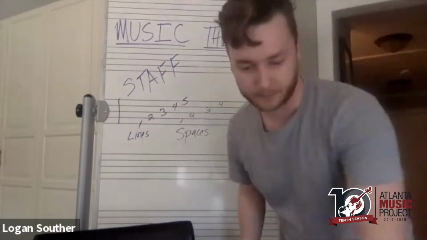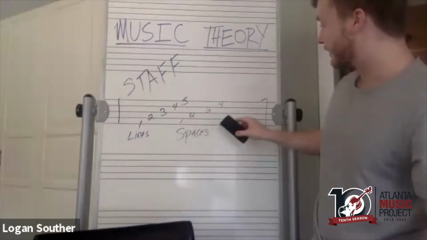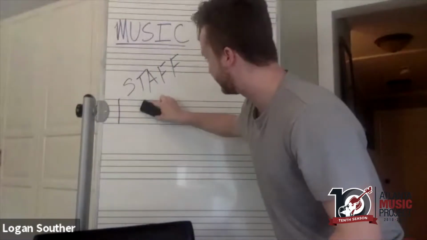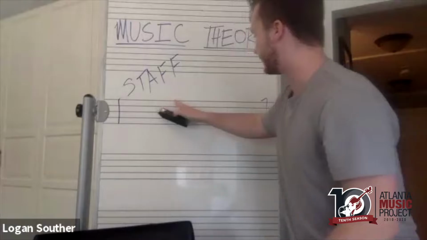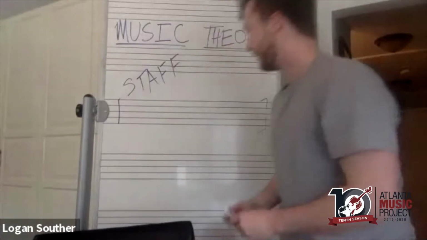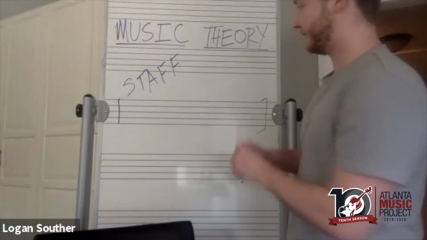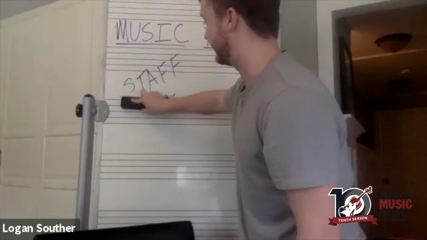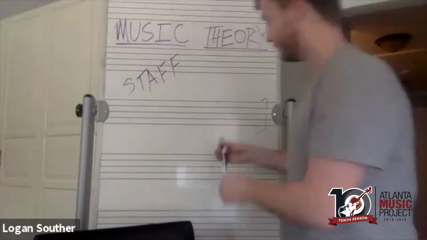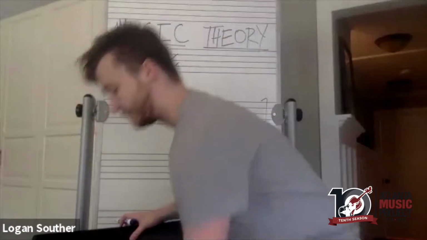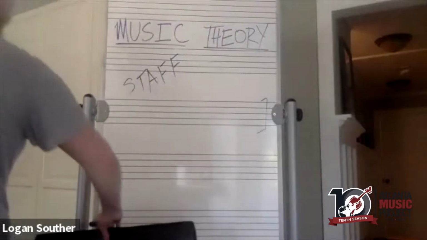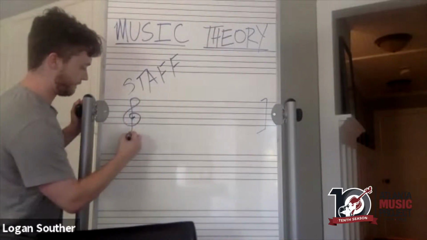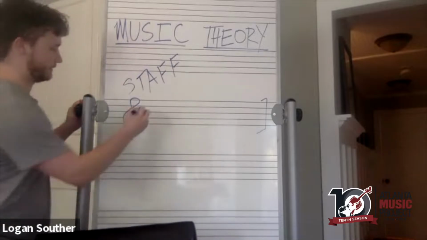Now, we've got the staff, which is these 5 lines. The first thing that you'll probably notice when you look at a staff of music is that it has a clef, which can be one of 2 things. It can be a treble clef, which looks like this. We call that a treble clef.